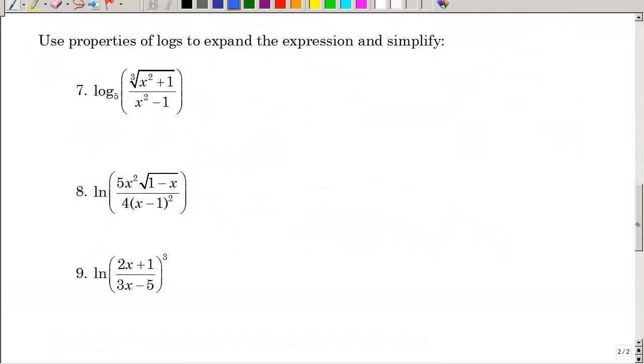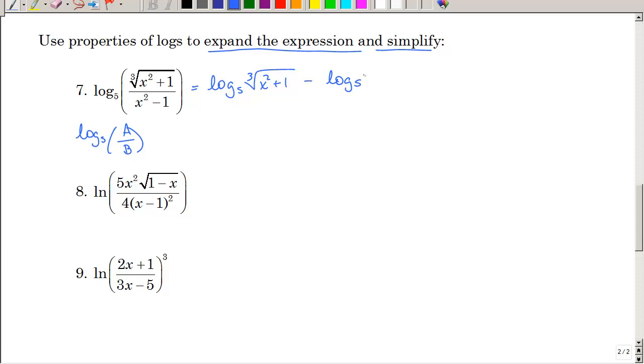Within equations, it's also nice to know how to expand logarithms. When you get to Calculus 2, you'll be very happy you know these properties. It's going to actually make your problems easier. So here we're asked to use properties of logs to expand the expression and simplify. Well, look at what we have. We have the log base 5 of something divided by something else. So we have a property that says we can subtract. We can rewrite that as the log of the numerator subtract the log of the denominator.